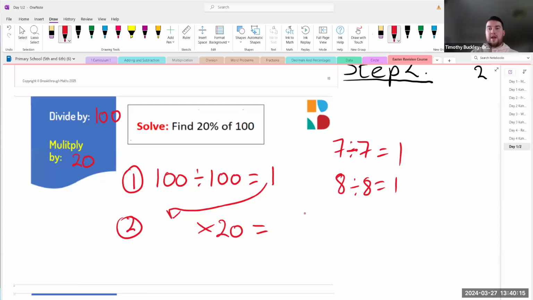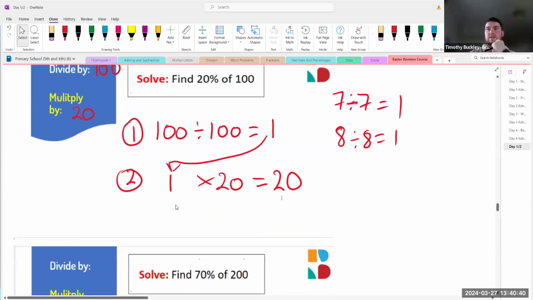So we are still working here. 100 divided by 100 equals 1. Then you do 1 multiplied by 20, and that equals 20. So that makes sense. 20% of 100 equals 20. That makes sense because 100 is the total number. We're looking for 20% of it, and that equals 20. Okay, super. Let's move on to the next question.